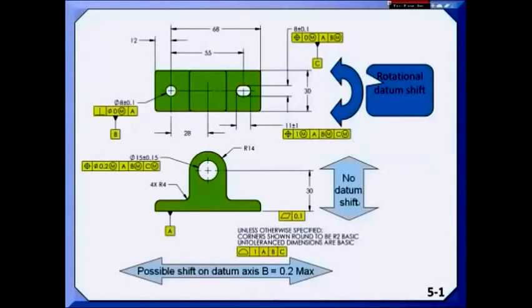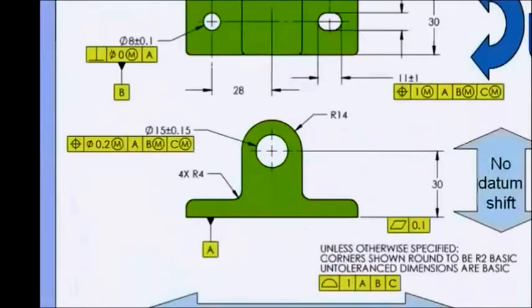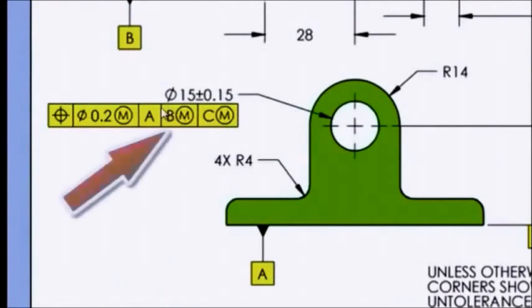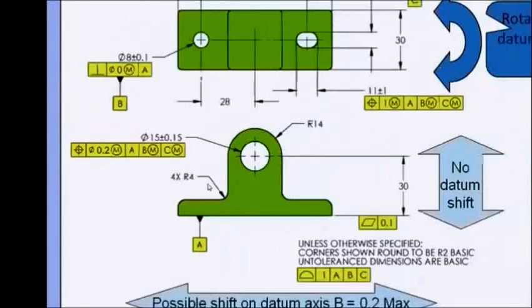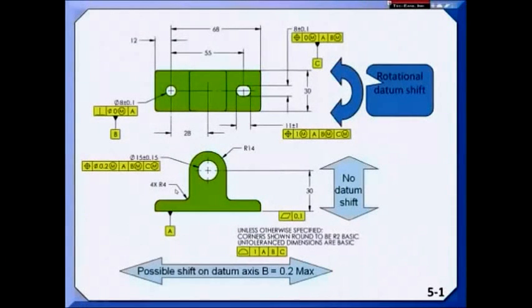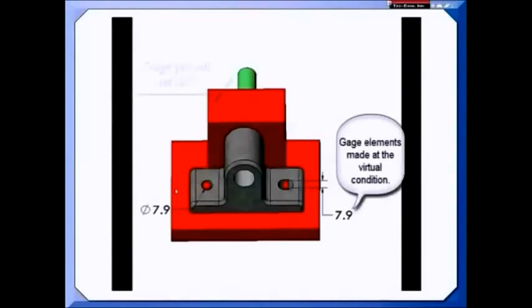Where a concept is a little tougher to understand, we make use of video. Here we're explaining how the datum shift that you can get when a max material boundary symbol is applied to a datum reference isn't really giving you a bonus, it's giving you a shift. In this case, you would get datum shift left-right, but not up-down. And to illustrate this, we used a hard gauge and a video.